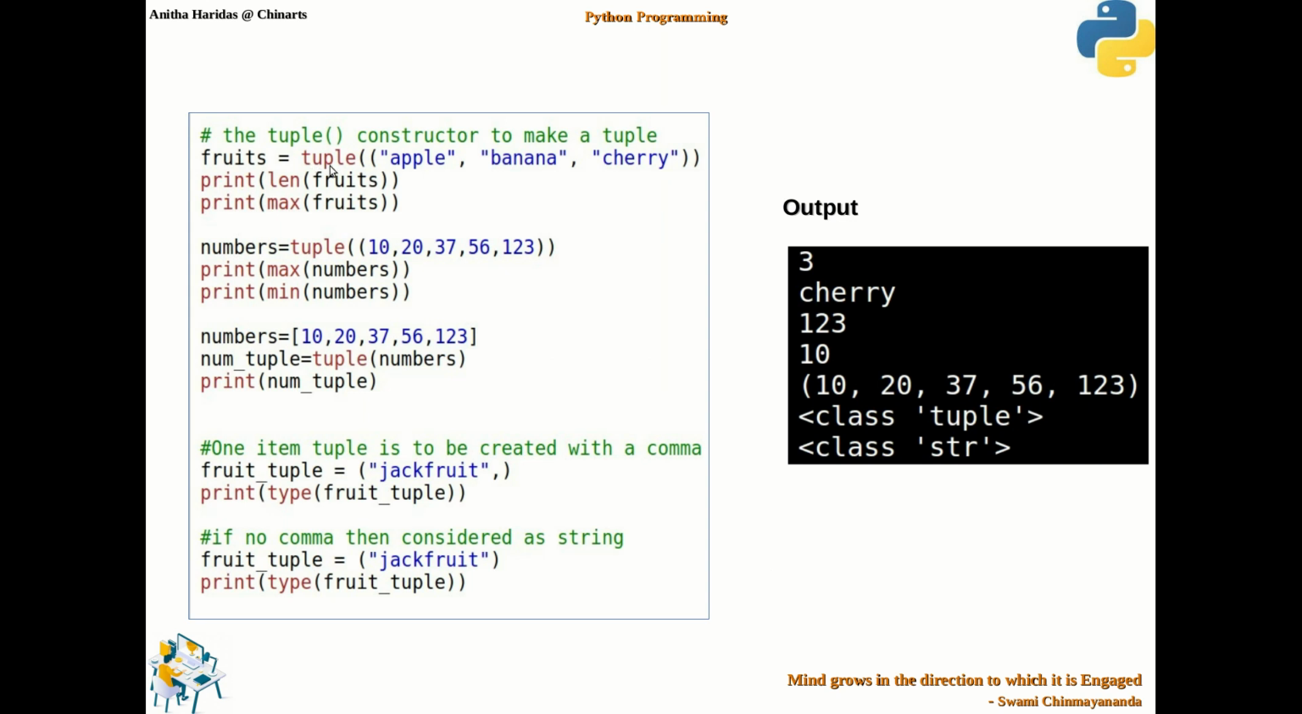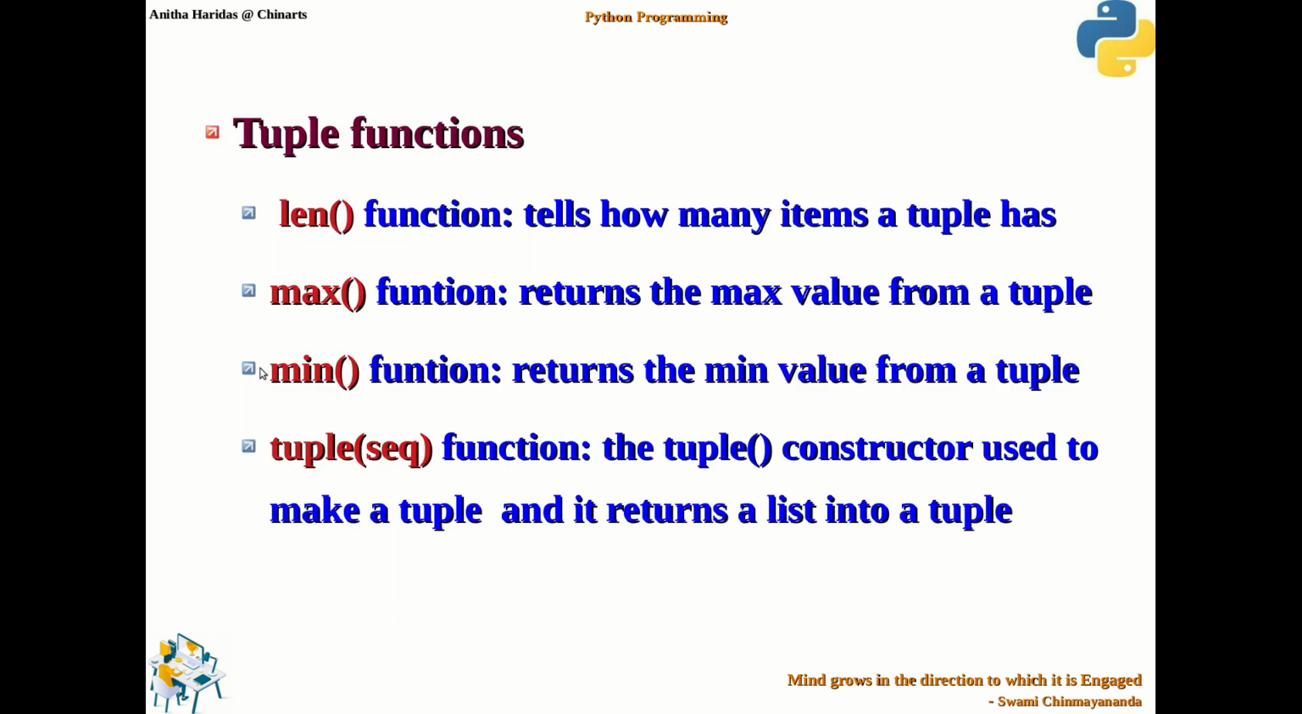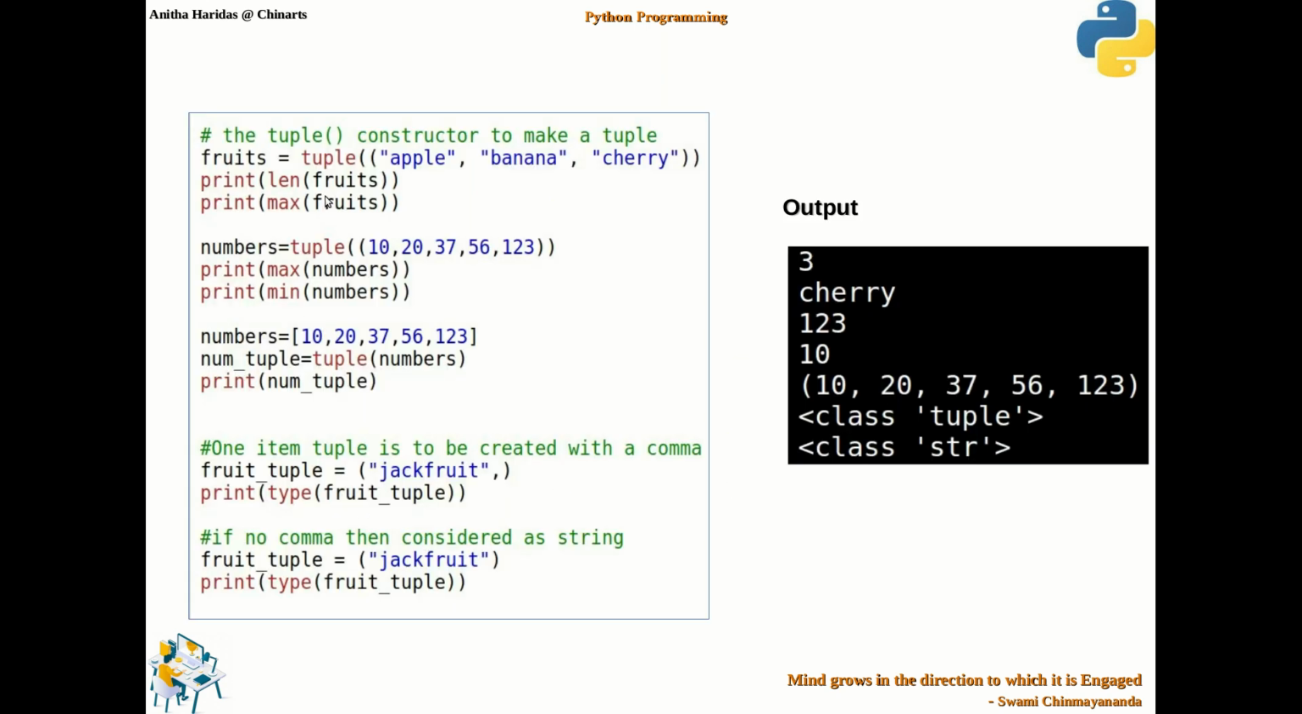You can observe here how the tuple is constructed. Here we had seen tuple is a function and it is also a constructor which is used to make a tuple. You can observe here I am using the tuple constructor to create a tuple object and I am assigning it to the variable called fruits. I try to print the length of the fruits. You can observe only 3 items are there, so it gives the output as 3. Max of fruits, you can observe here I am using this max function for the string values also, right? So these are the 3 string items available in the tuple.